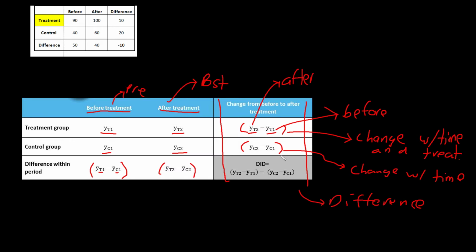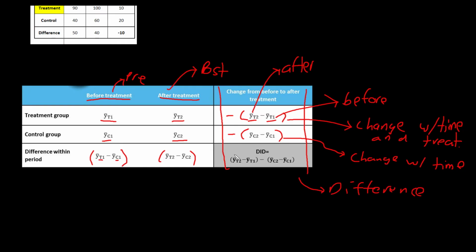Okay. Now, the difference in the differences is what we're interested in. We have one difference here, and we have another difference here. And we're actually interested in the difference between these two differences. That's where difference in difference comes from. So we end up with this. This is the important formula, and that's our treatment effect there.